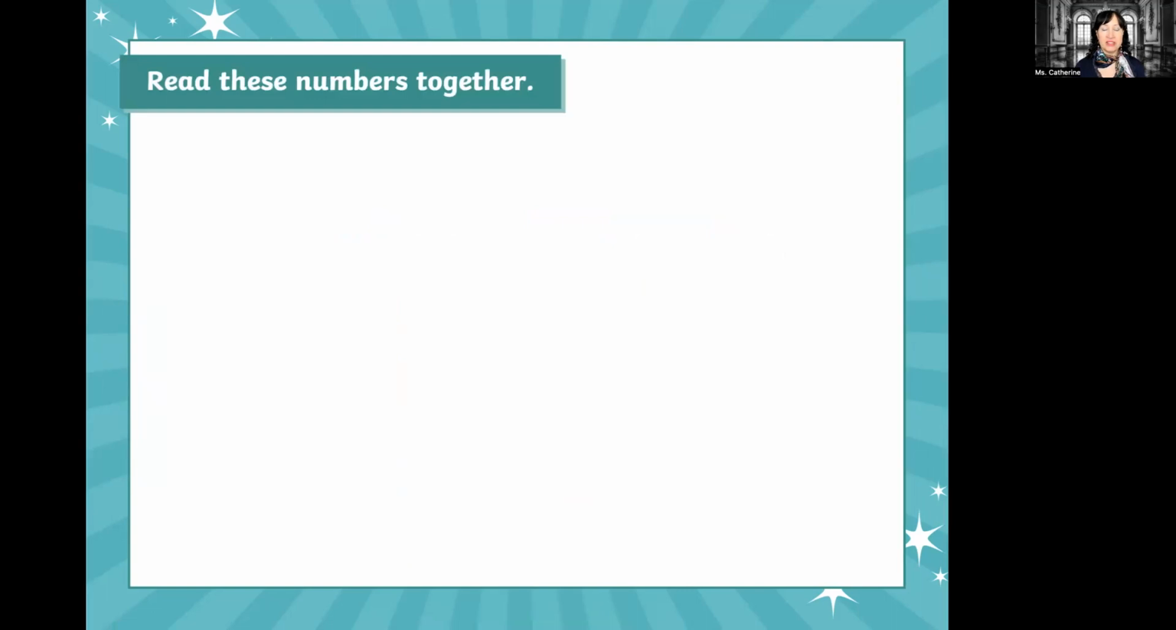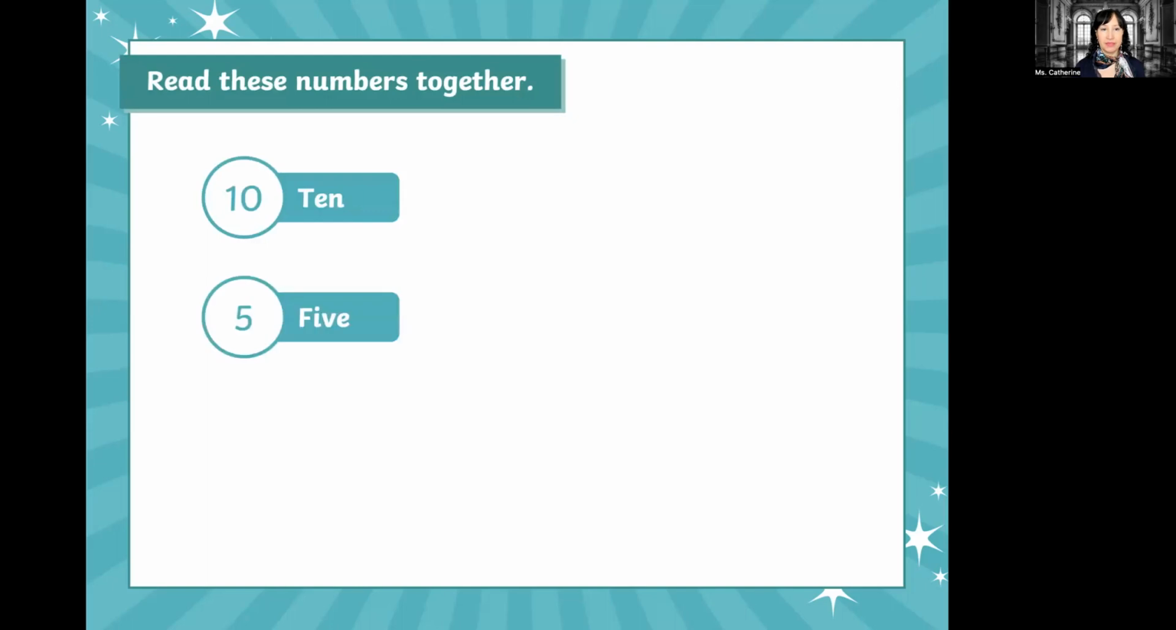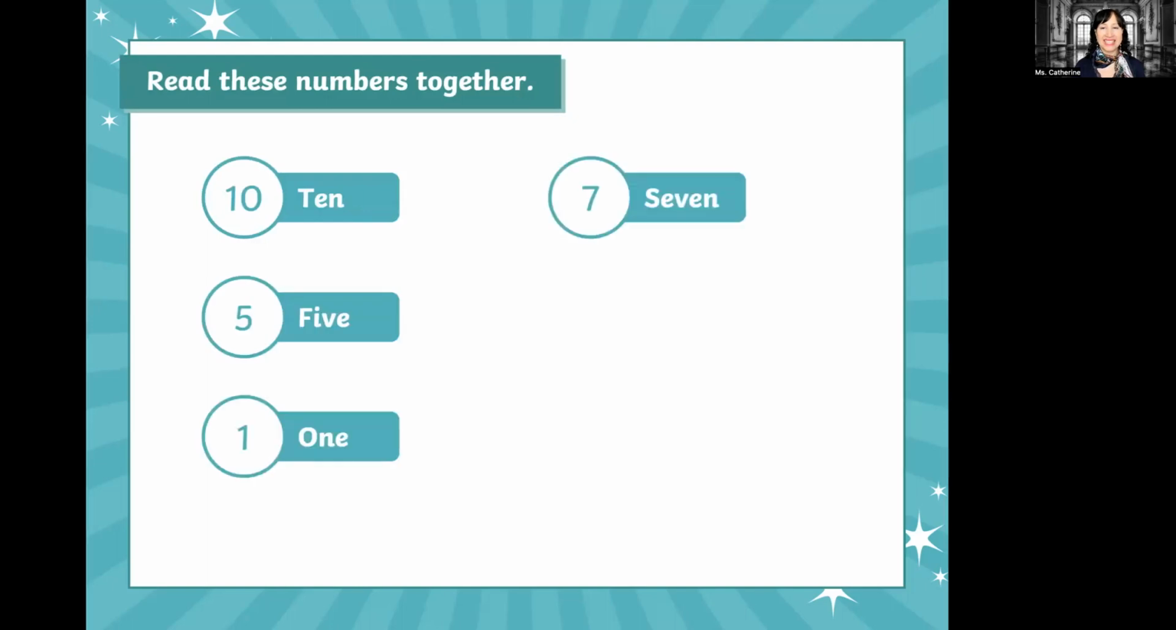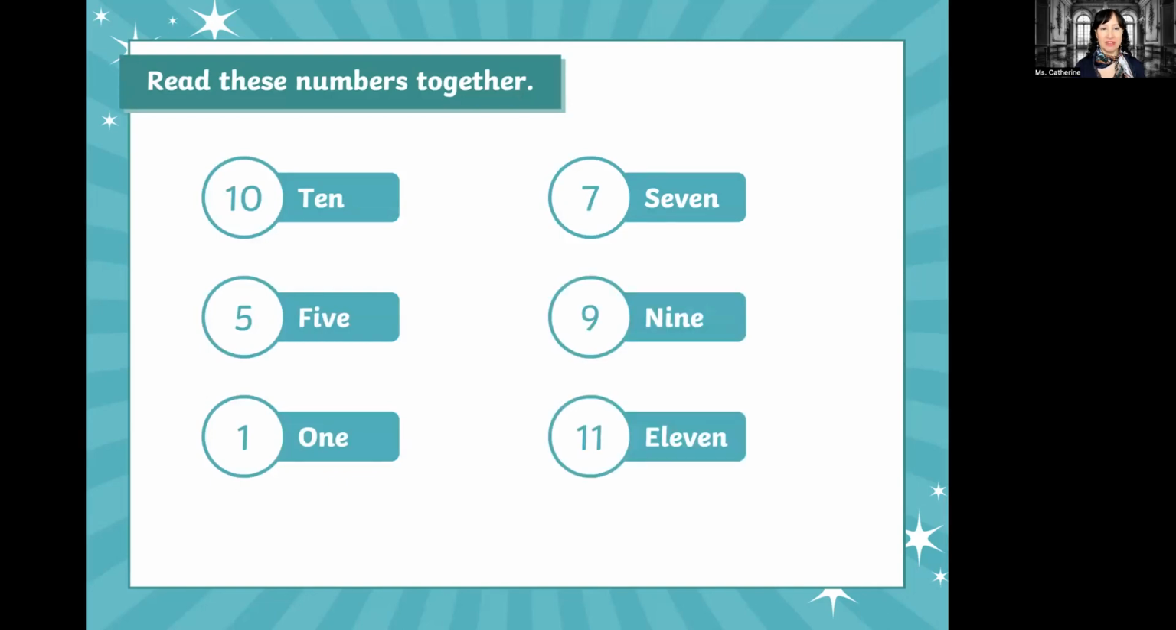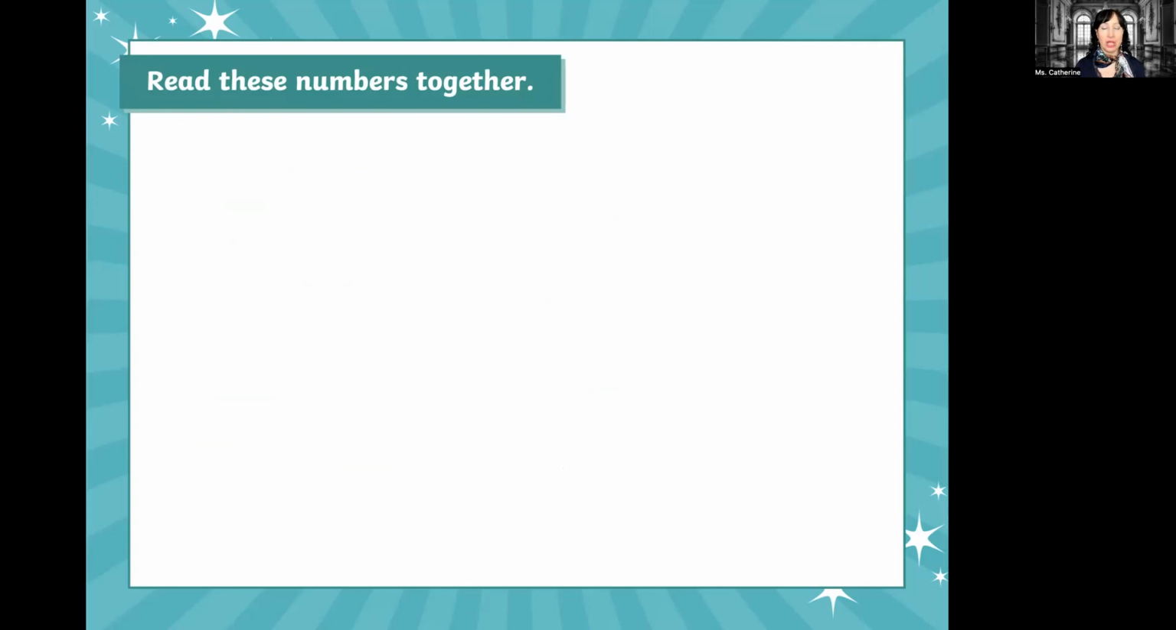Let's read these numbers together. 10, 5, 1, 7, 9, 11. Now let's say them fast. 10, 5, 1, 7, 9, 11. Good job. Let's read these numbers together.